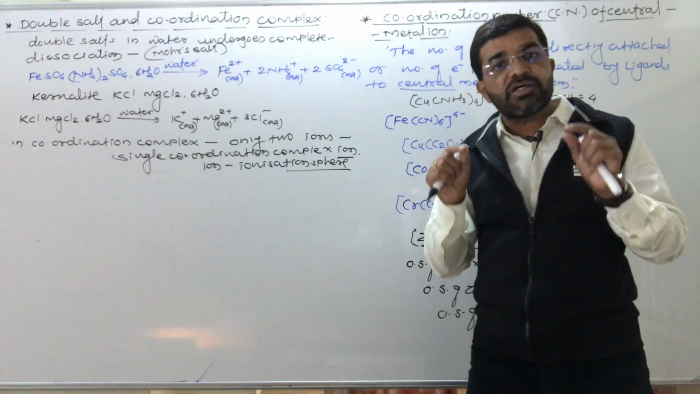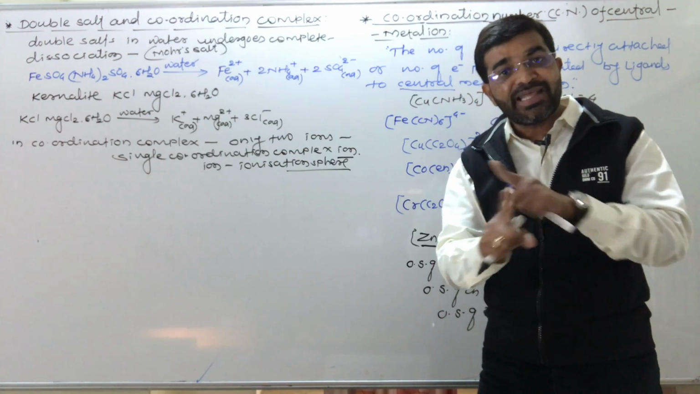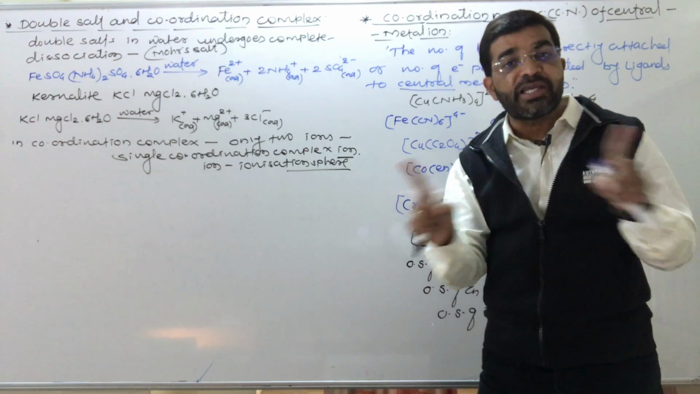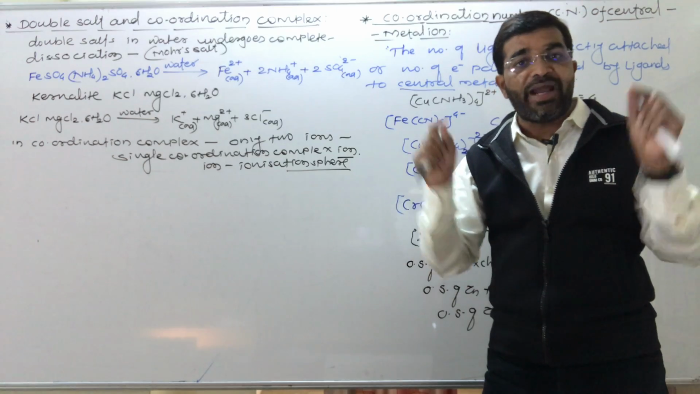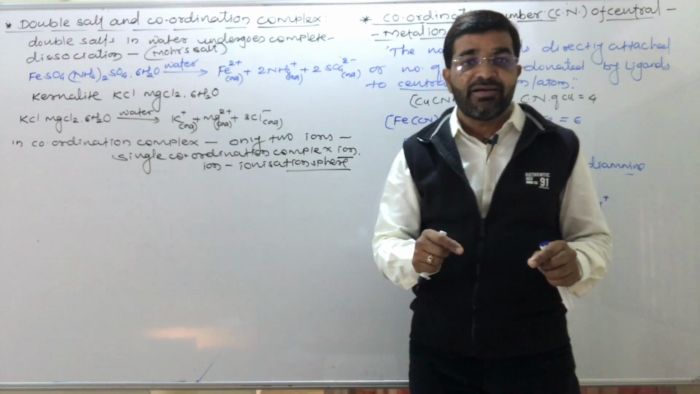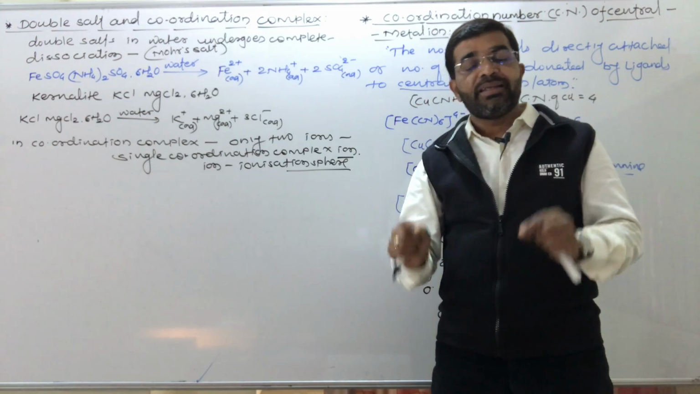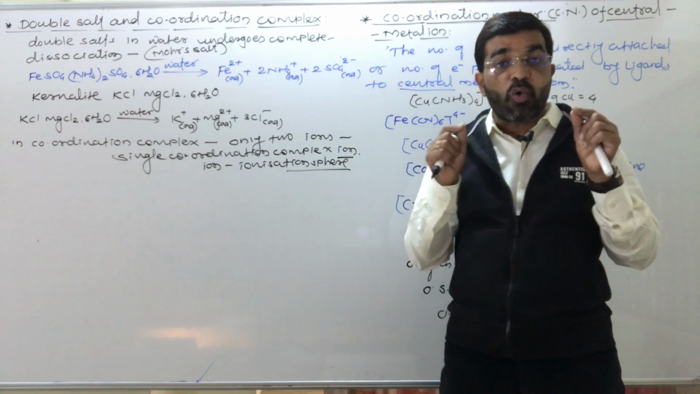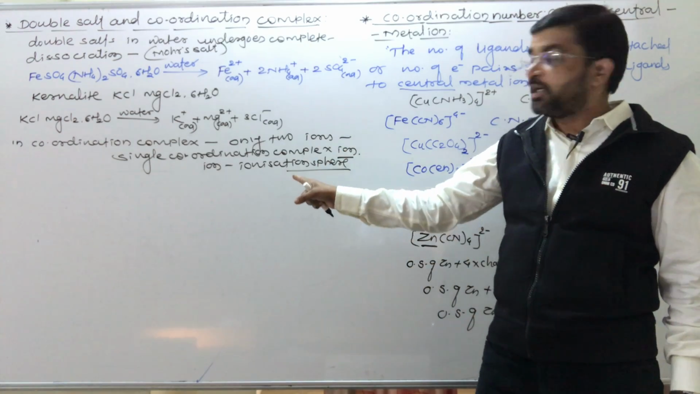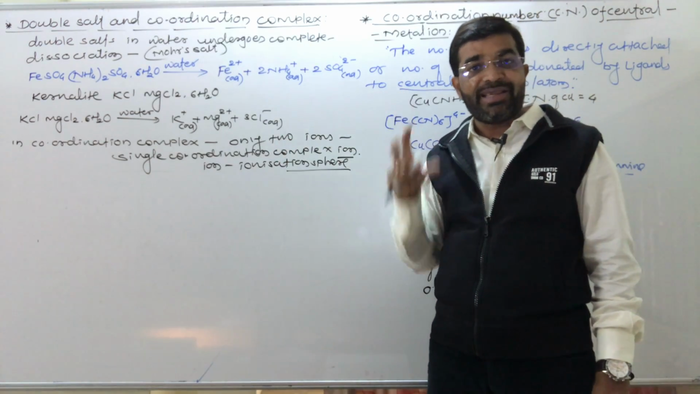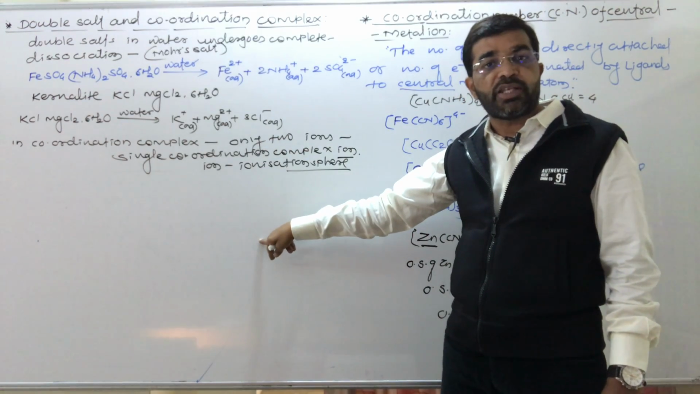But what are the species present in the coordination sphere? They do not undergo ionization, they do not undergo dissociation. Why? Because it is rigid. The bond between metal ion and ligand is stable, it is strong, the coordinate covalent bond is formed. Therefore, that does not undergo ionization, and hence this is the basic difference between double salt and coordination complex.